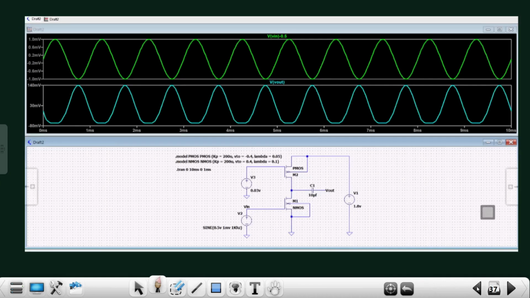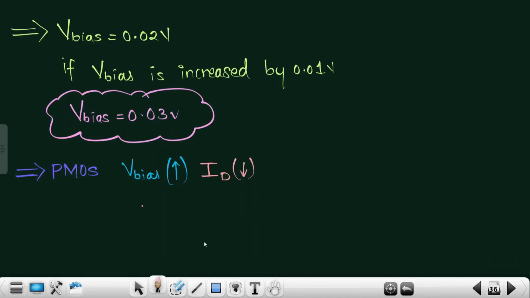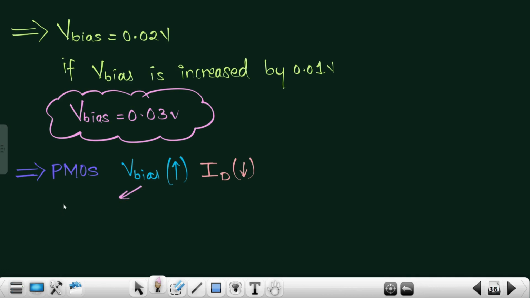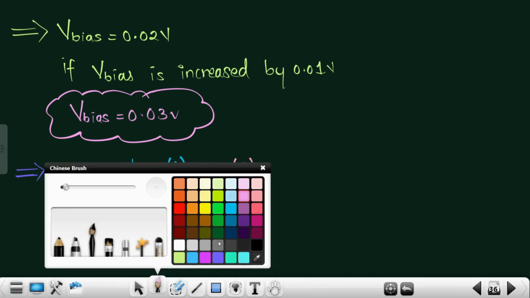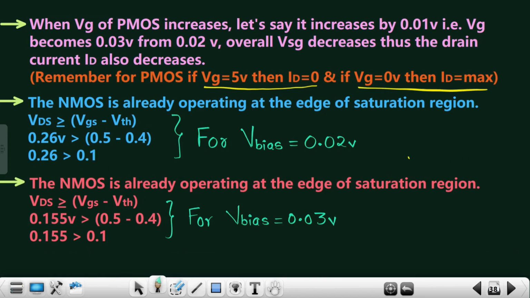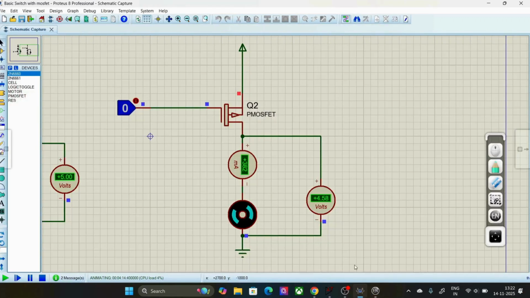Also your VSG decreases. Why? Because if your Vbias increases, that means your Vg of the PMOSFET increases, so that means your VSG along with ID decreases. So these are the 2 points that you should focus upon. This is what I had clearly mentioned. In fact, we are going to see that practically on the LTSpice software. So let's check it on the LTSpice software.